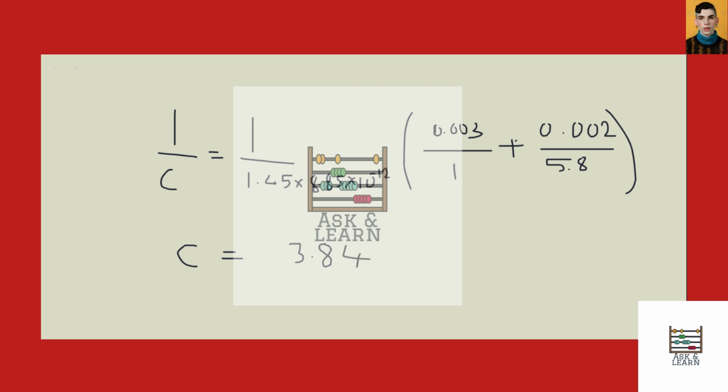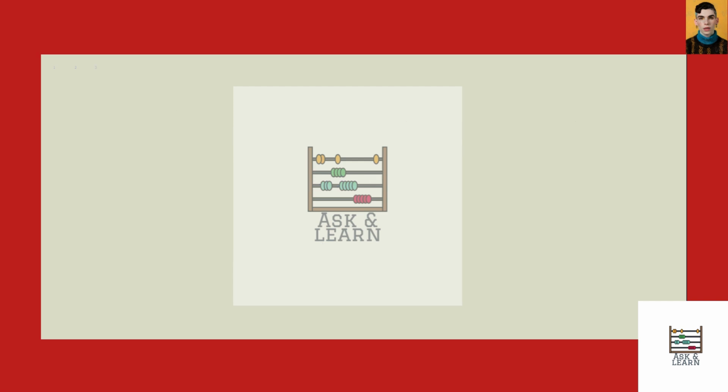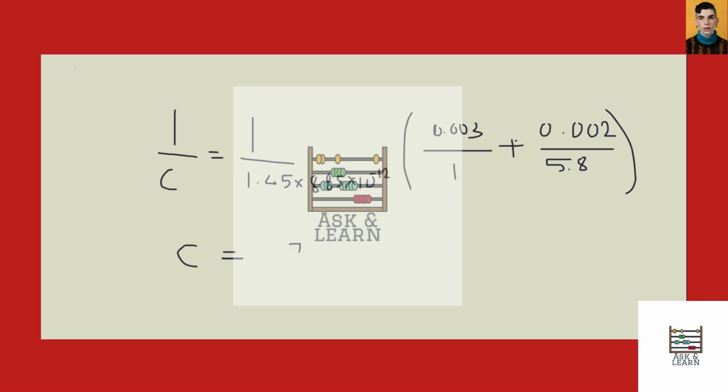So the bracket terms is 0.003344, then multiplying it by area and the epsilon naught value, we get 3.84 nanofarad. So that's the net capacitance.